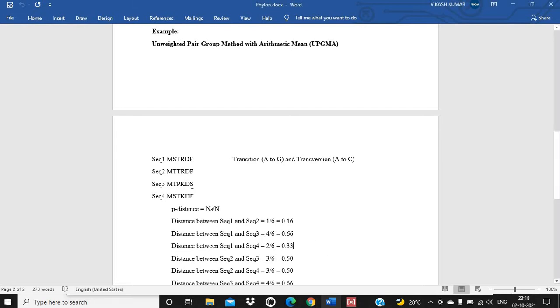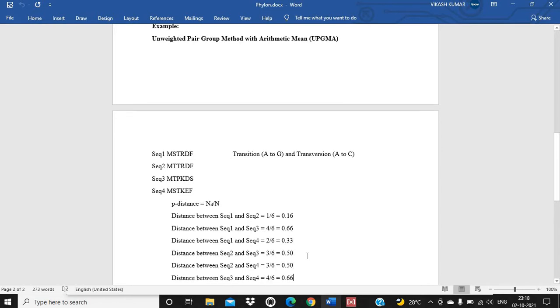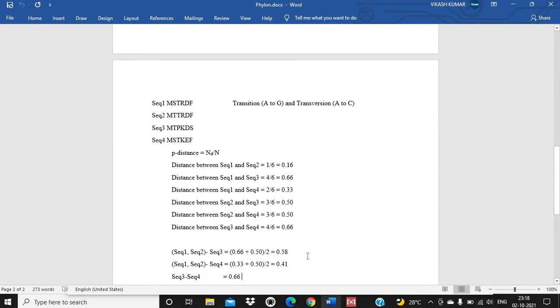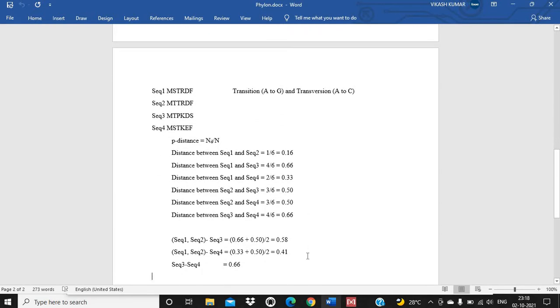So basically, unweighted pair group method with arithmetic mean, UPGMA. Here I will show you how to calculate distances, the distance matrix, and how to use that distance matrix to construct the phylogenetic tree.